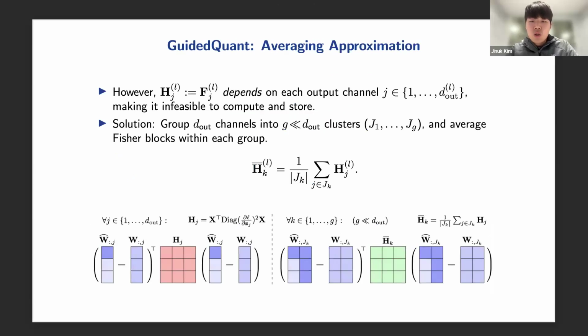However, with this change, the Fisher blocks now depend on each output channel, which makes it infeasible to compute or store these blocks. To address this, we propose to group channels into a few clusters, average the Fisher blocks within clusters, and use the average Fisher block instead.